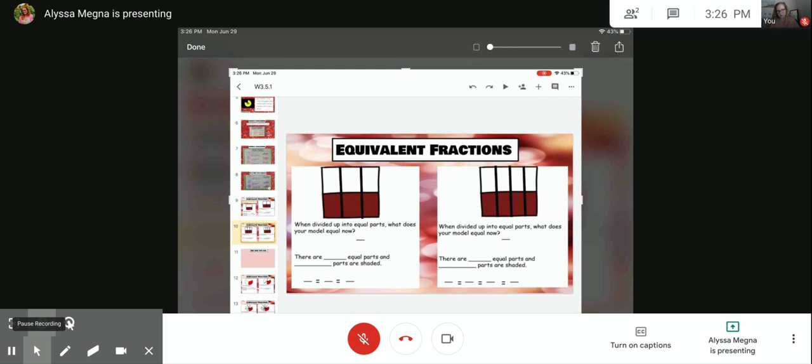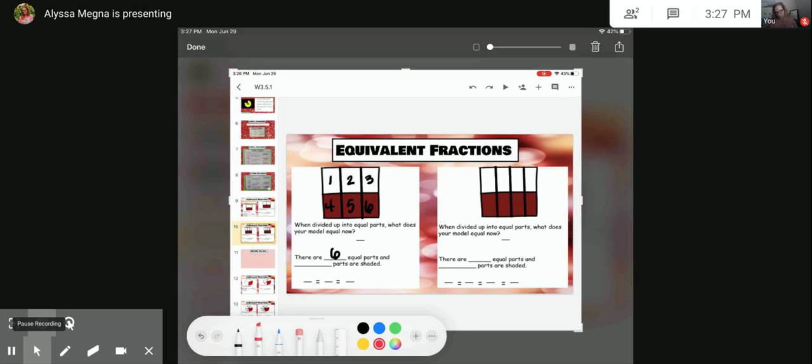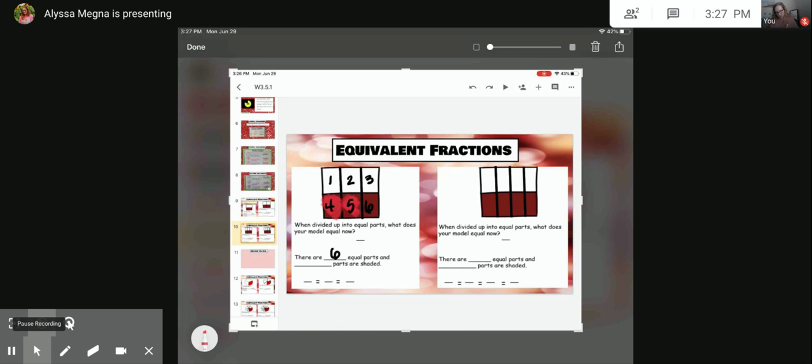Their same amount is shaded in the first picture as the second picture. All right, now looking at the second part of this, we're still looking at the same amount shaded in. Notice how the bottom half is shaded in for both of these pictures. So when we're answering the question, it says, when divided up into equal parts, what does your model equal now? Let's try and answer the sentence, and then we'll figure out what the fraction is. So now there are blank equal parts and blank parts are shaded. So we have 1, 2, 3, 4, 5, 6 parts. There are 6 equal parts, and of those 6 parts, we have 1, 2, 3 that are shaded.